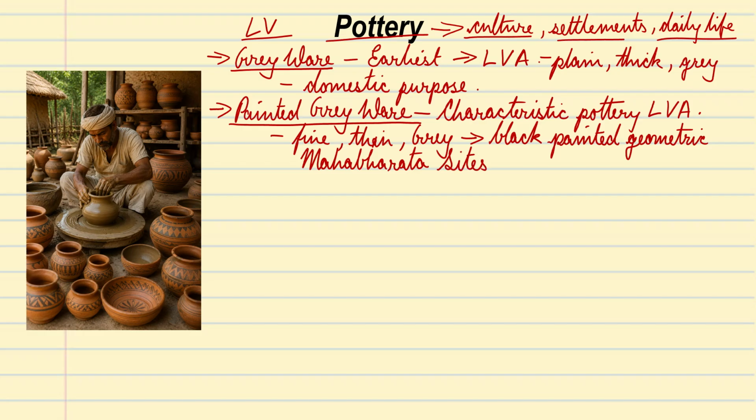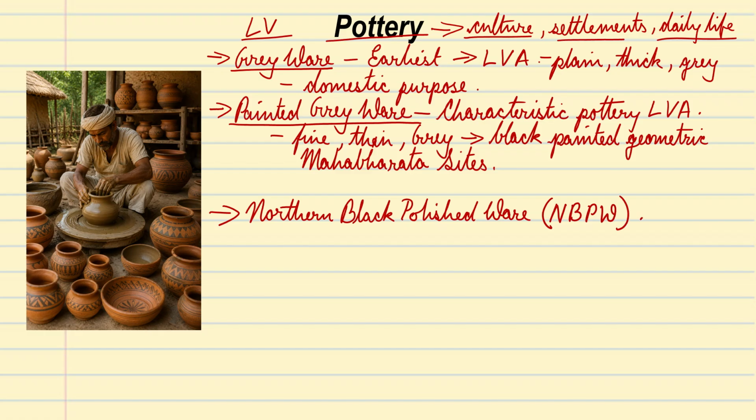So whatever places are mentioned in Mahabharata, all those places have PGW in it. Then we have the most fine and an exemplary example of technological innovation, that is Northern Black Polished Ware, NBPW. This came in the last part of later Vedic period.